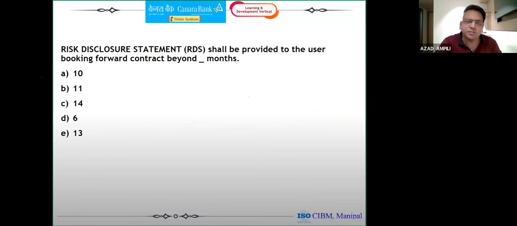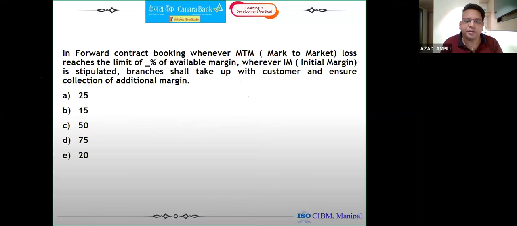One more question. Make it fast. Risk disclosure statement shall be provided to the user booking forward contract beyond. No double answers here. Single answer. Rati ma'am, Priya ma'am, very good. 13 is the right answer. Right. Next question is there on your screen. Vidya ji, right? Very good.